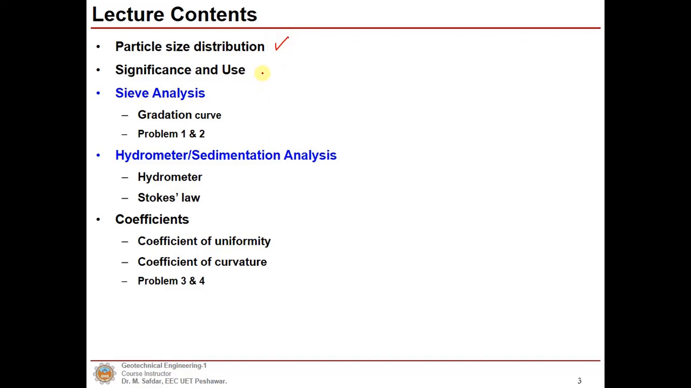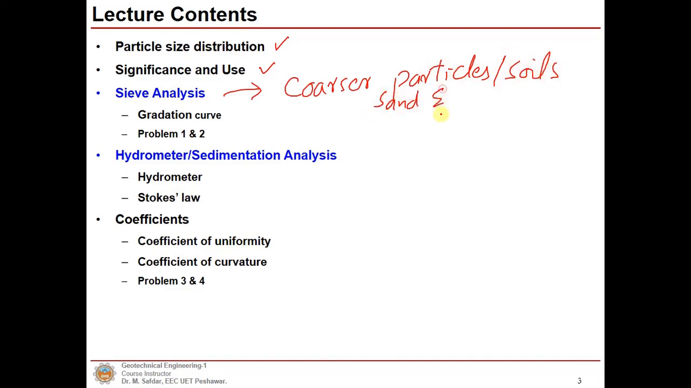What is particle size distribution, and what is the significance and use of the particle size distribution? What are the methods used in civil engineering and especially in geotechnical engineering to find out the particle size distribution? One of the methods is the sieve analysis, which is used for the coarser particles or soils such as sand and gravels.